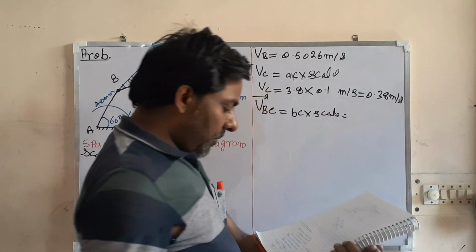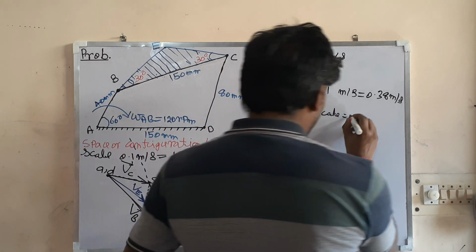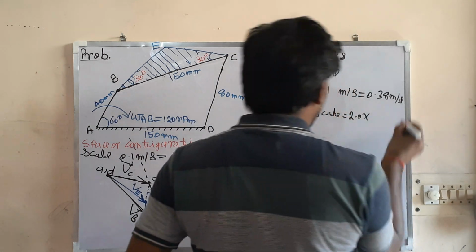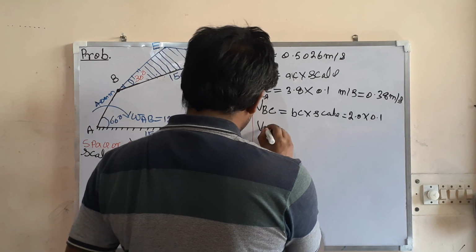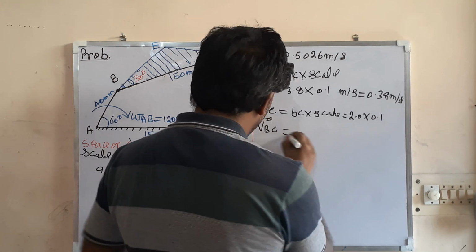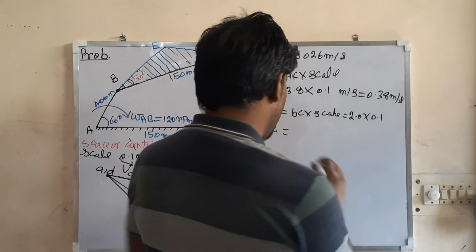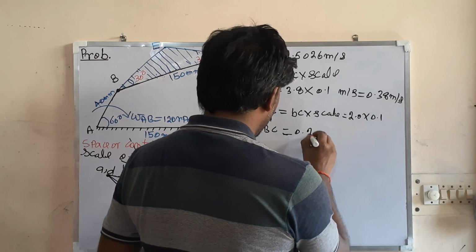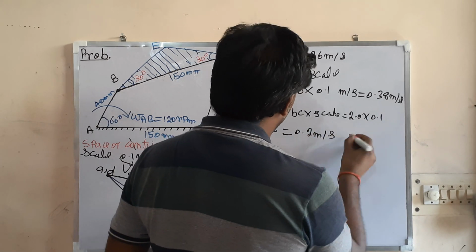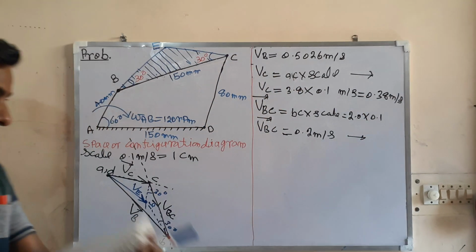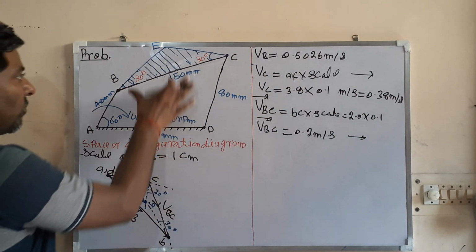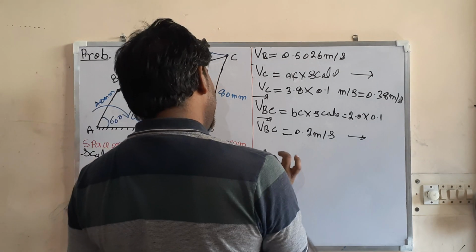So when you measure BC, you will get 2.0 centimeter, and 1 centimeter is equal to 0.1. So you will get VBC is equal to 0.2 meter per second. So that is your answer.